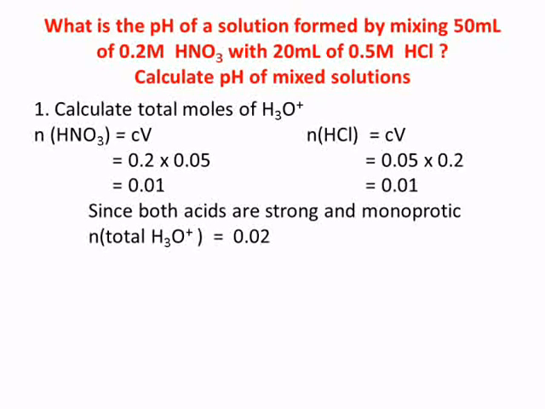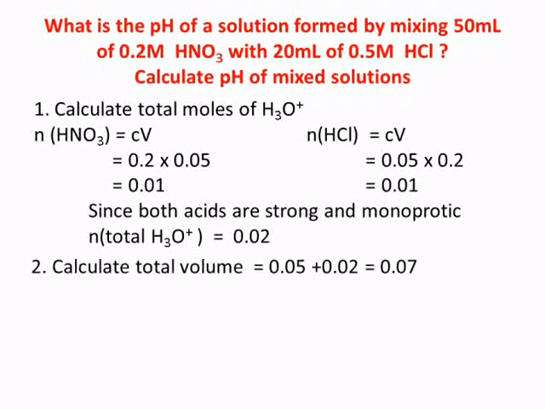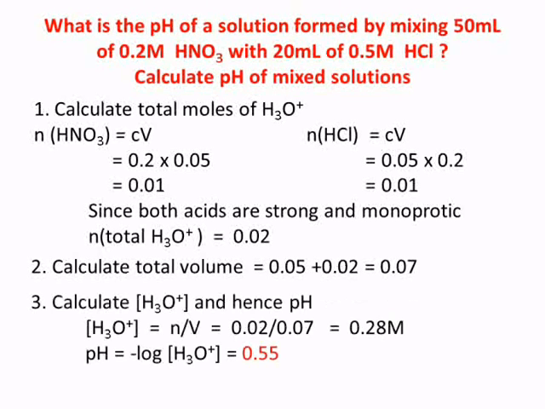So now we know our total moles, we need to work out our total volume to get our overall concentration. So our total volume is just found by adding together the two volumes of 50 mils and 20 mils, which gives us 0.07 in litres. And then we can calculate our hydrogen ion concentration, just again using the formula concentration equals the number of moles divided by volume. So in this case, we've got 0.02 moles as our total moles of H3O+. We divide it by our total volume to get a hydrogen ion concentration of 0.028 molar.